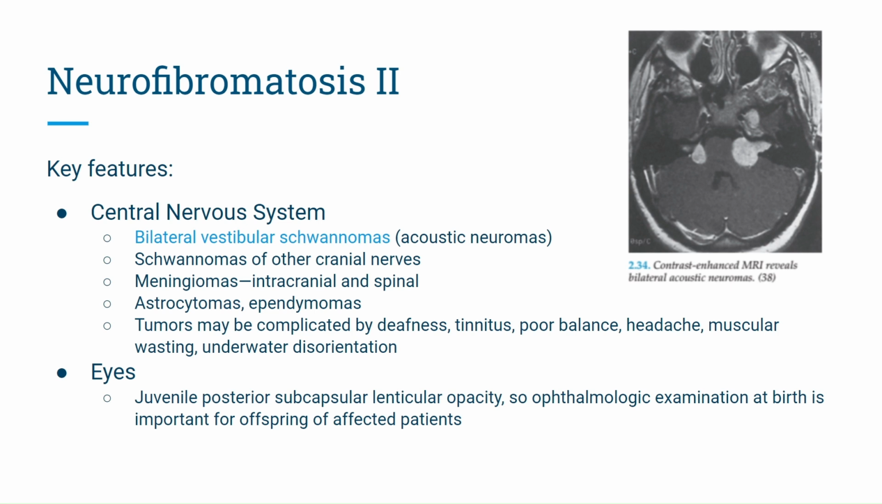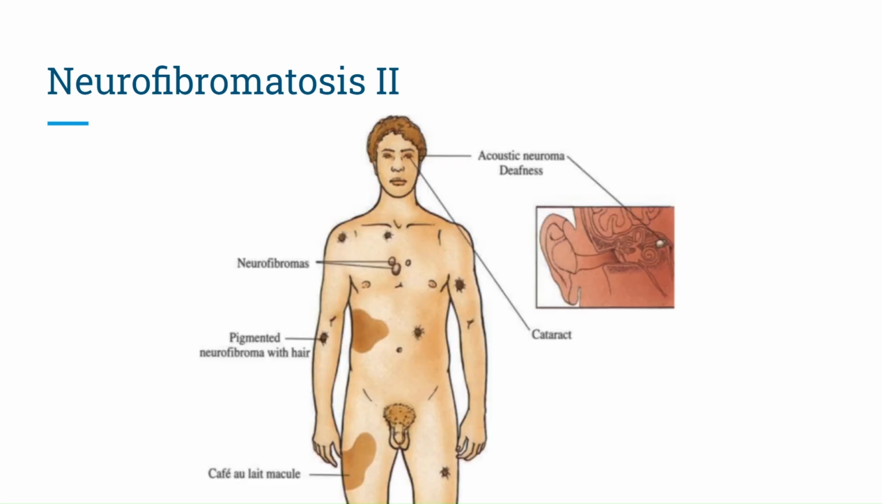Key thing with this one, you learned it in medical school, you're going to hear it again now: bilateral vestibular schwannomas, or acoustic neuromas. So bilateral vestibular schwannomas, NF type 2. You can see some of these other CNS tumors which overlap a little bit, NF1 and NF2, but that first one's going to be your key one here. Additionally, you can see juvenile posterior subcapsular lenticular opacities. So this one's also going to need an ophthalmologic exam.